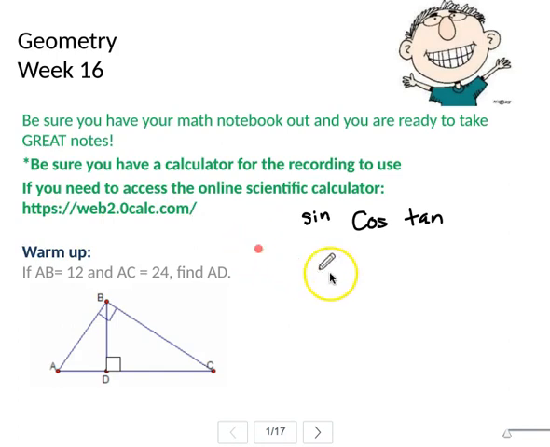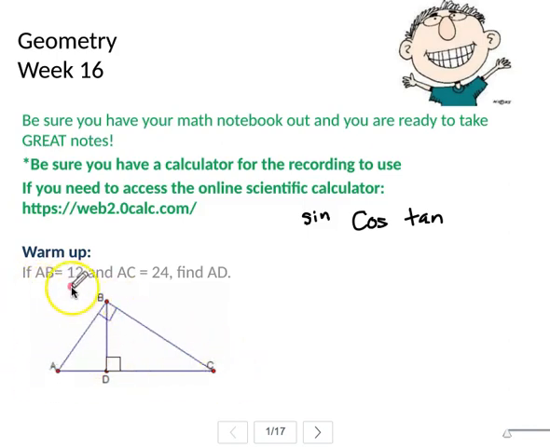But before we get to looking at trigonometry, let's do a review here. So look at this warm-up question. I've got a right triangle, and then I've drawn in an altitude and created two more right triangles, which are all similar to one another. So there's essentially three triangles in here. There's ABD, there's CBD, and then there's ABC.